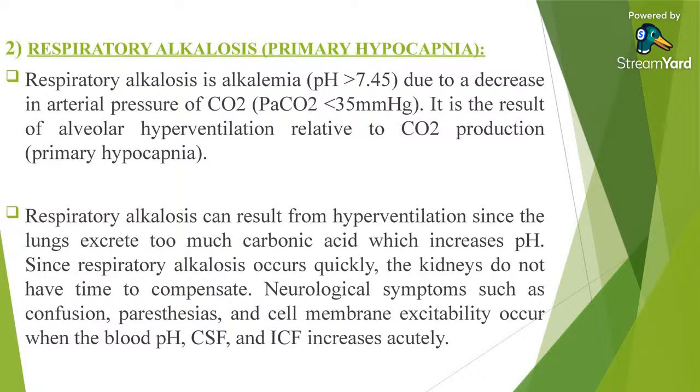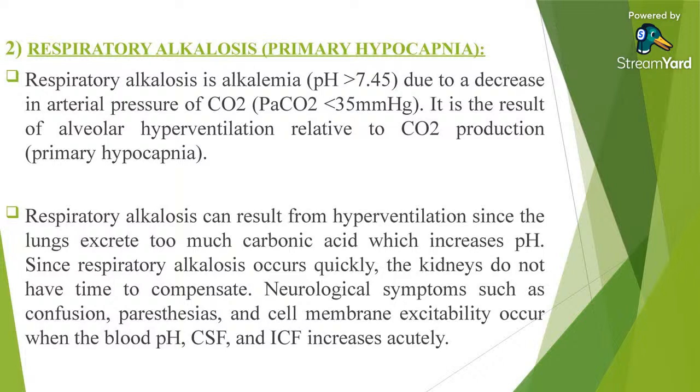So next is respiratory alkalosis, which is also known as primary hypocapnia. It is alkalemia due to a decrease in arterial pressure of carbon dioxide. It is the result of alveolar hyperventilation relative to carbon dioxide production. Respiratory alkalosis can result from hyperventilation since the lungs excrete too much carbonic acid, which increases pH in our body. Since respiratory alkalosis occurs quickly, the kidneys do not have time to compensate for this mechanism.